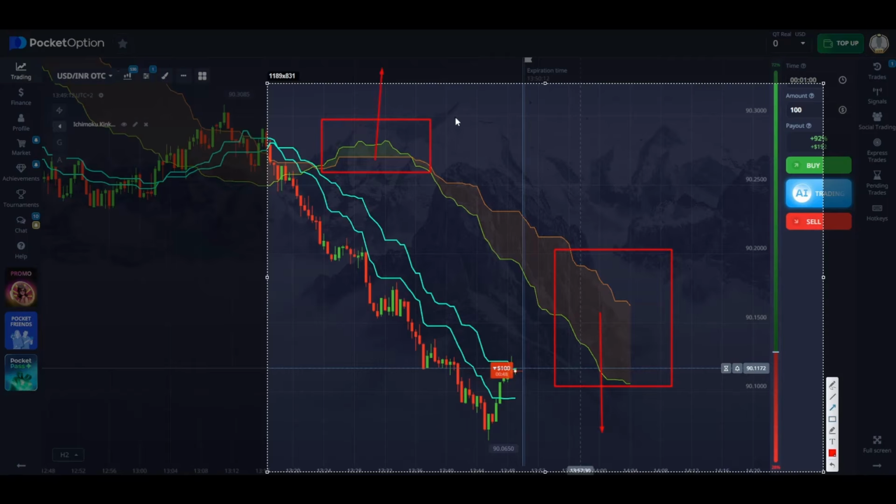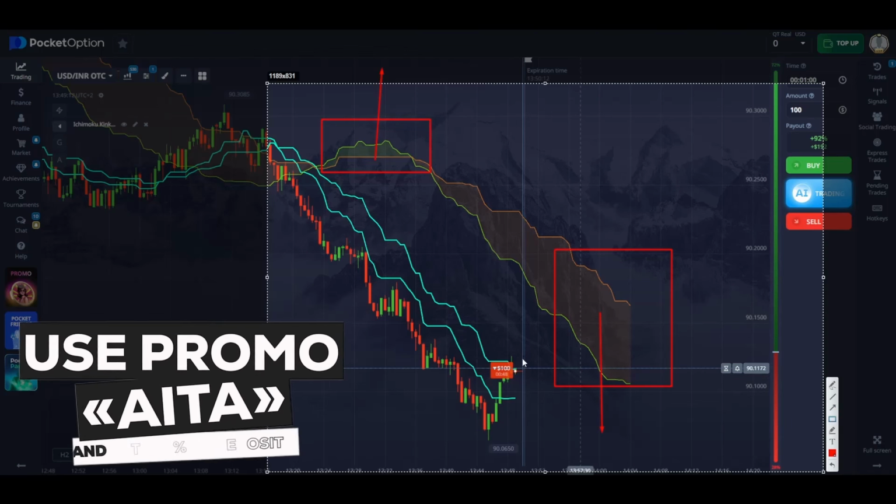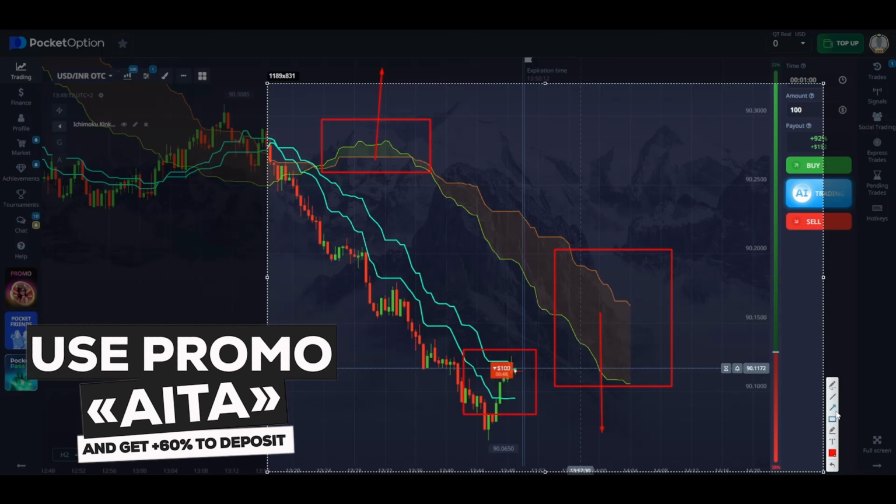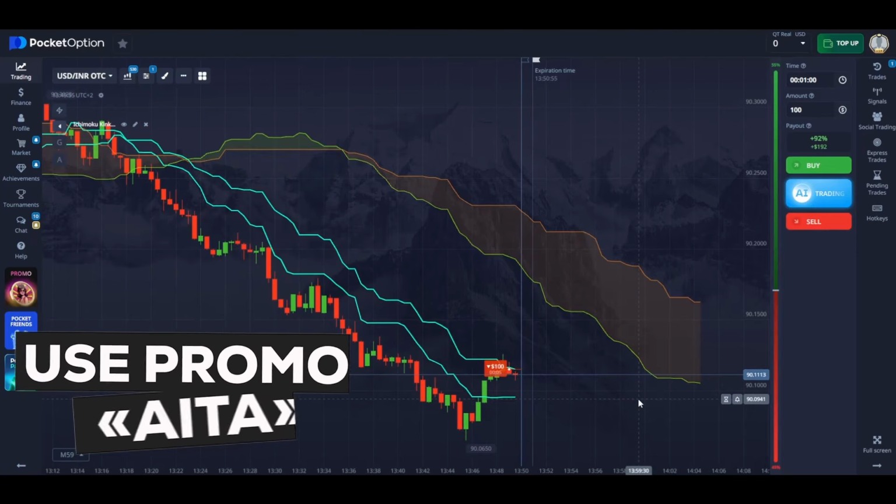So first, you'll look at the color of the cloud, and second, you check where your price is. If your price is between these two turquoise lines, like mine is right now, you can open a trade in the direction of the cloud's color. So in my case, that would be for a drop. If the cloud were green, then you'd go for a rise. So the principle is actually pretty simple.